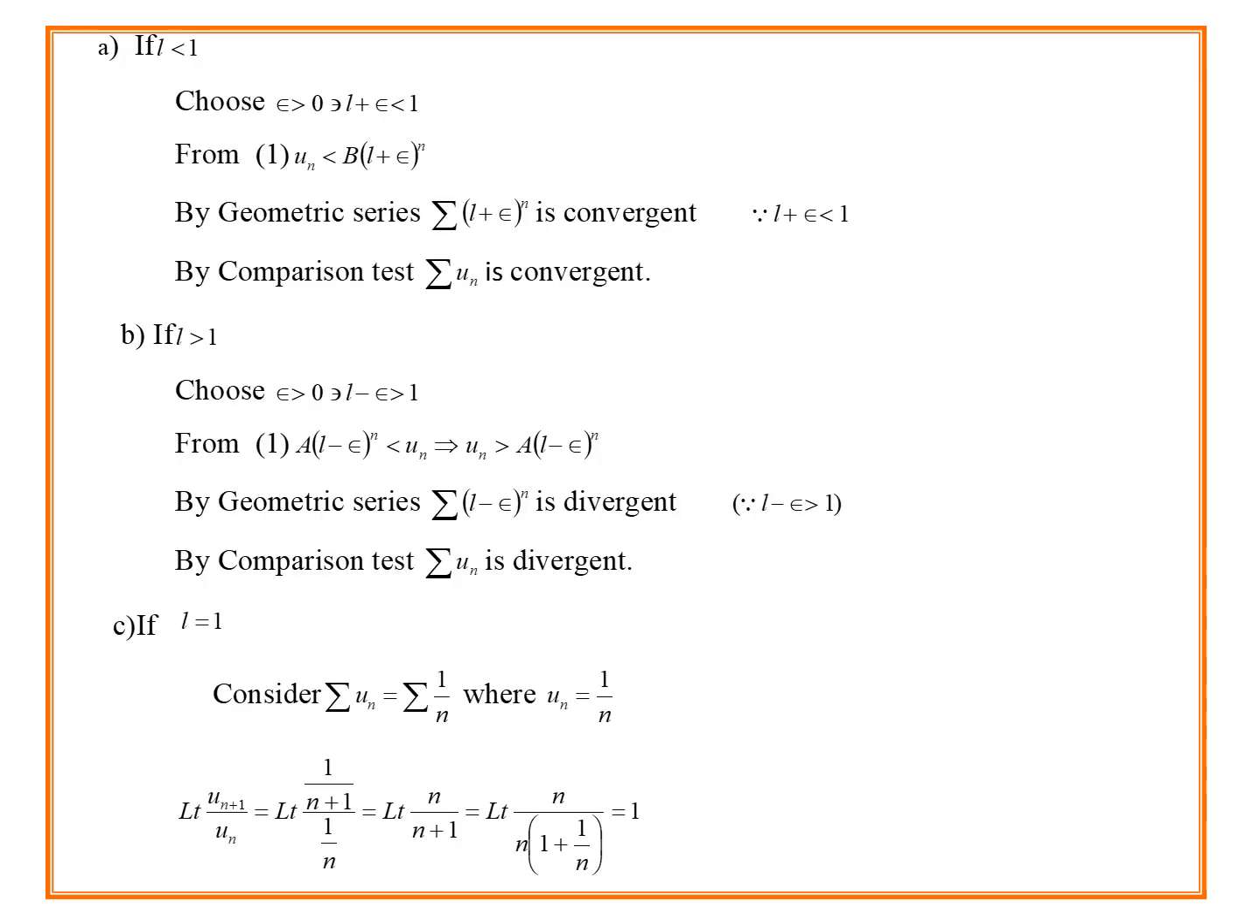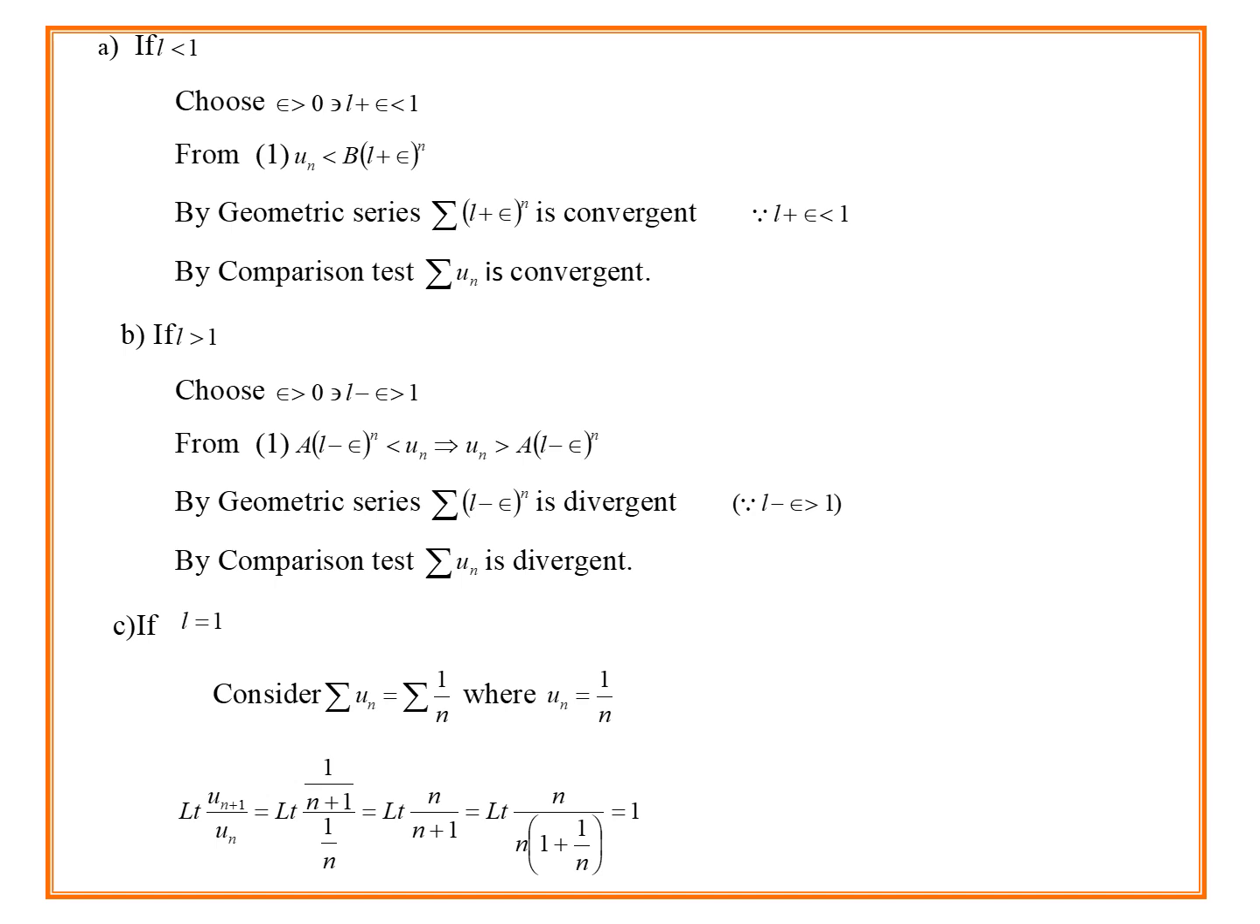Now case 1, if L is less than 1. Choose epsilon greater than 0 such that L plus epsilon is less than 1. From equation 1, it can be written as un less than b into L plus epsilon whole power of n. By the geometric series, sigma of L plus epsilon whole power of n is convergent. Why? Because L plus epsilon is less than 1. So by the comparison test, sigma un is convergent.